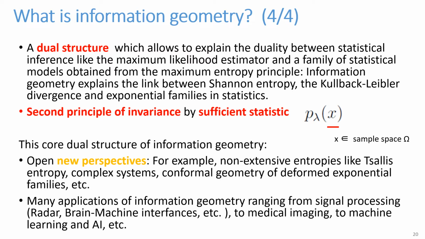We shall introduce the second principle of invariance in information geometry, which is invariance by sufficient statistics. That is, invariance by considering the sample space. This novel generic dual structure opens new perspectives in information sciences and complex systems, and has found many applications ranging from signal processing to medical imaging and machine learning and AI.